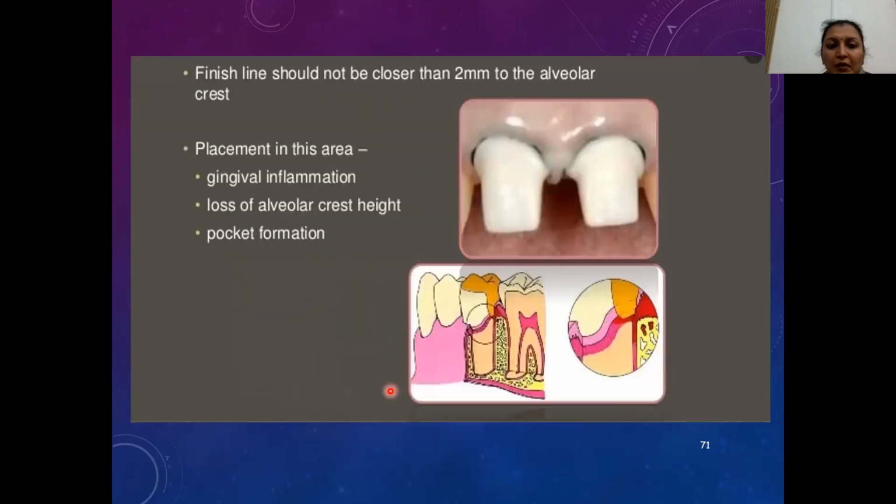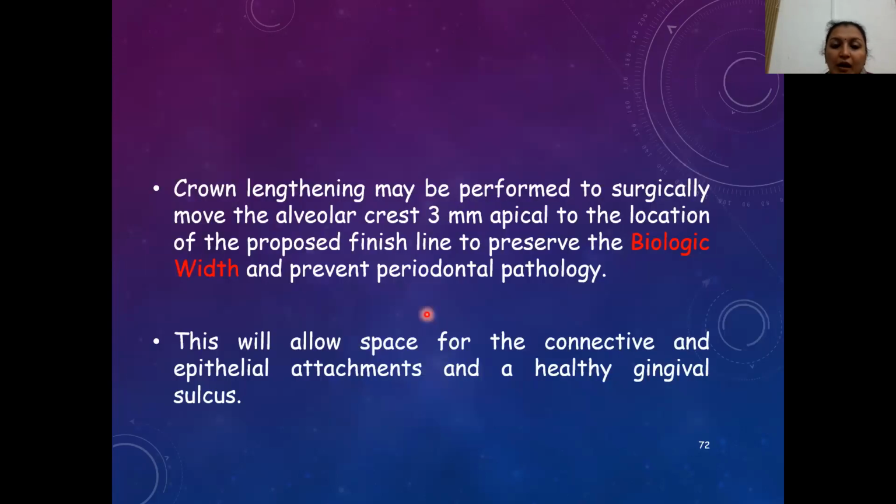A finish line should not be closer than 2 mm to the alveolar crest. Now, if the finish lines are placed in this area, this may lead to gingival inflammation, loss of alveolar crest height, or pocket formation. The crown lengthening may be performed to surgically move the alveolar crest 3 mm apical to the location of the proposed finish line to preserve the biologic width and prevent periodontal pathology. Now, this will allow space for the connective and epithelial attachments and a healthy gingival sulcus.